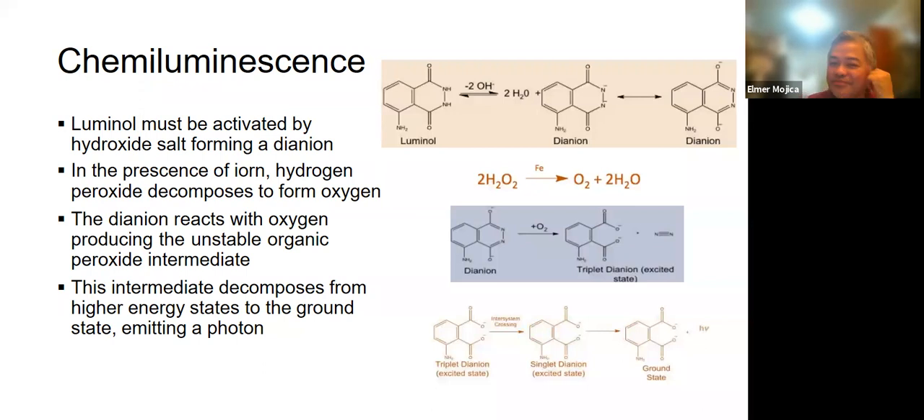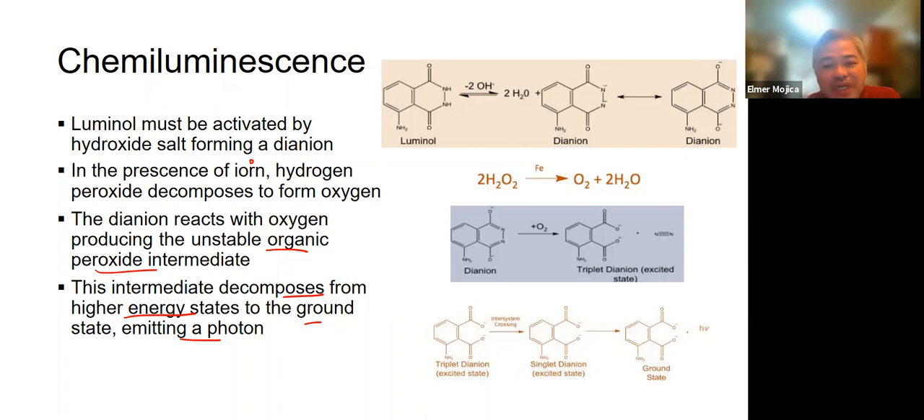So if you're going to look at the chemiluminescence that happens here, in the presence of iron, your hydrogen peroxide decomposes to form oxygen. And then the dianion reacts with oxygen, producing the unstable organic peroxide intermediate. This intermediate decomposes from higher energy states to the ground state, emitting a quantum. So this is just, we could say, the chemistry of luminol. How luminol was able to determine the presence of blood in a crime scene.